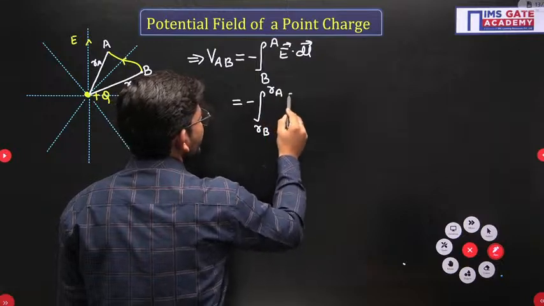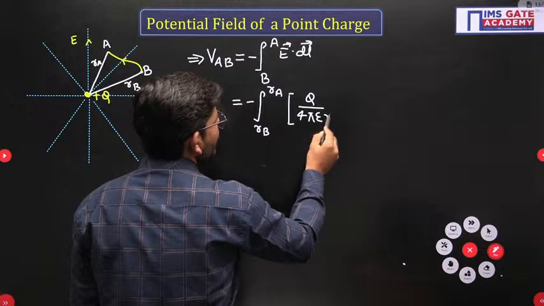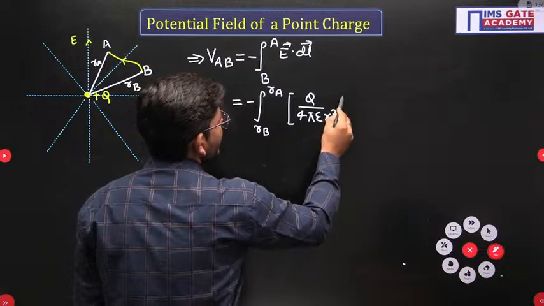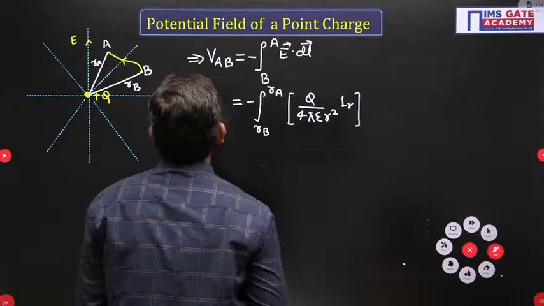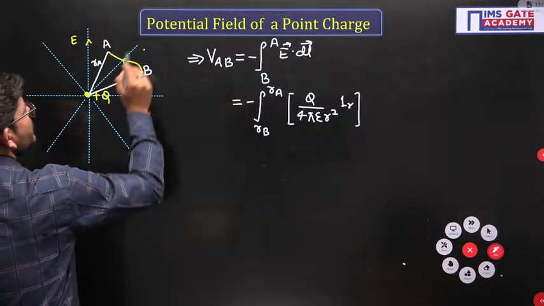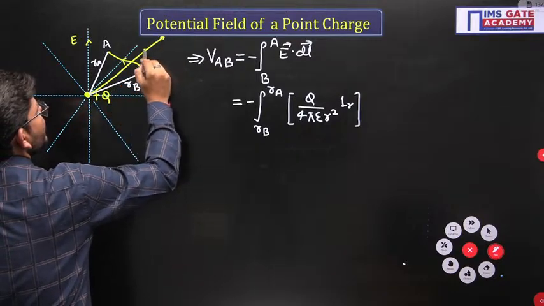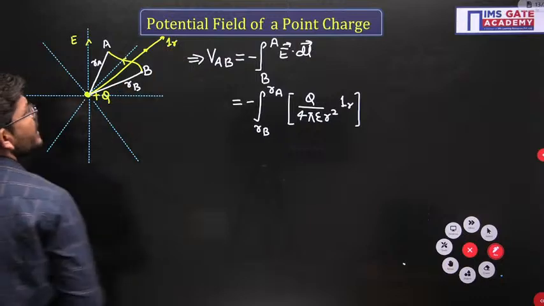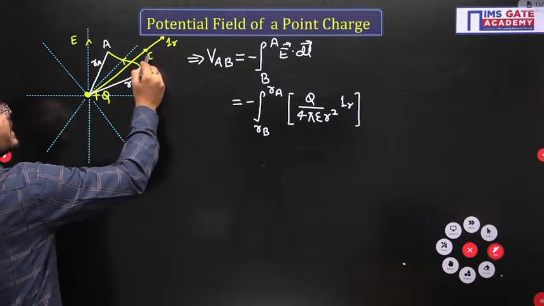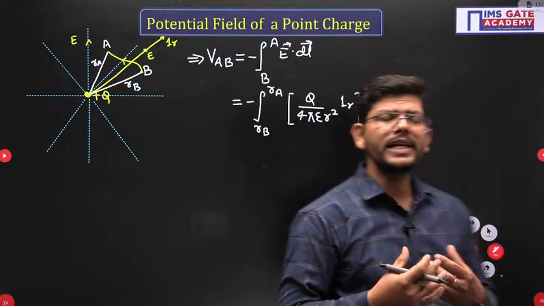How will you write E? E will be Q upon 4 pi epsilon R square, with unit vector R. Field at any point, let's suppose this is the point, is radially outward like this. So this is the electric field that we have. Now how to write dl? What coordinate system will we be using here?